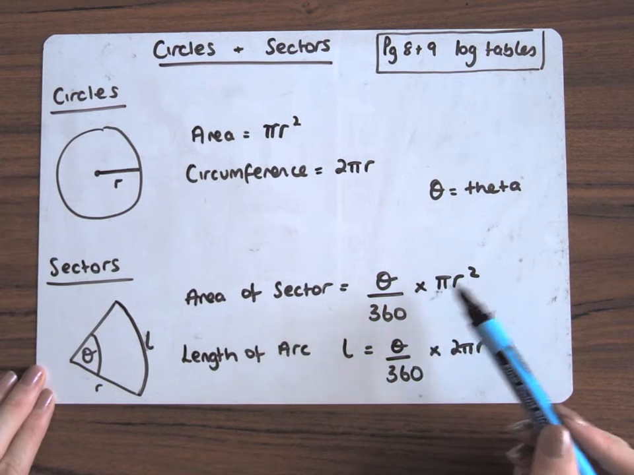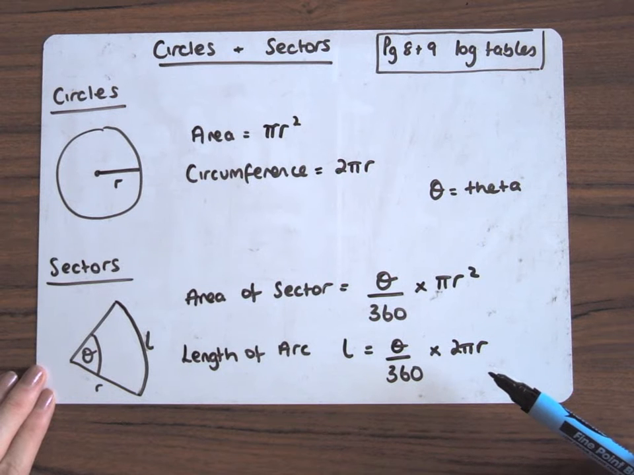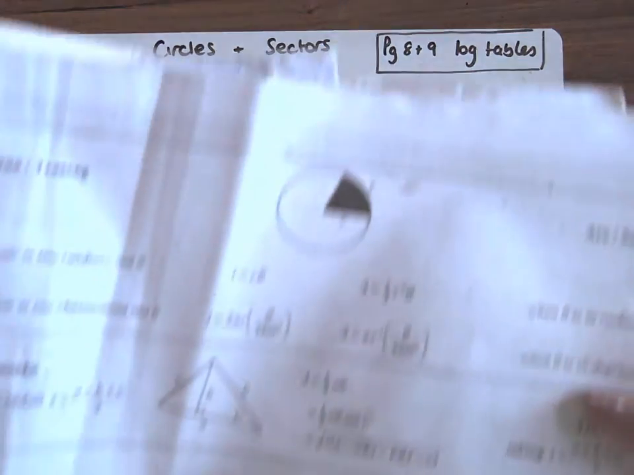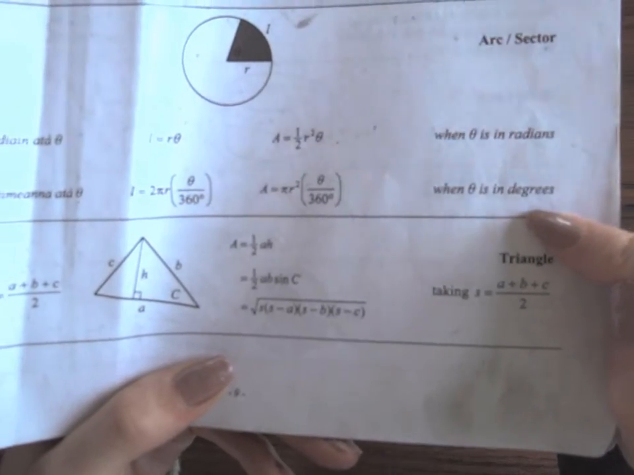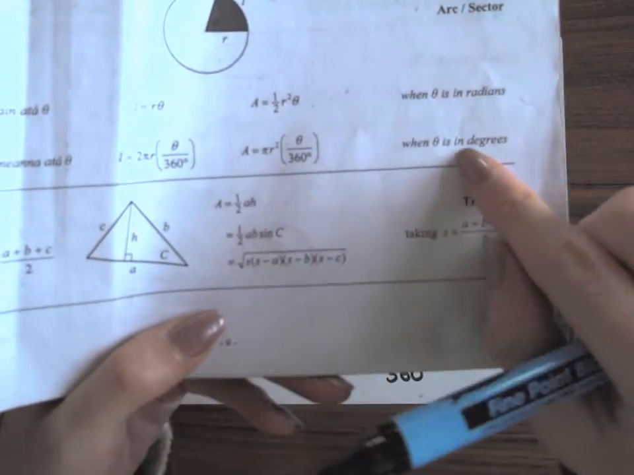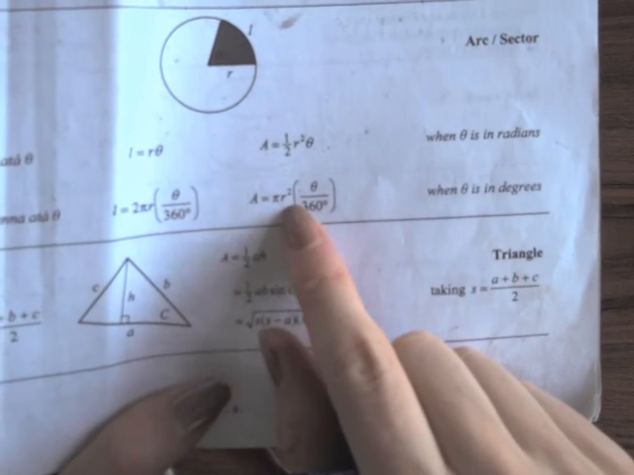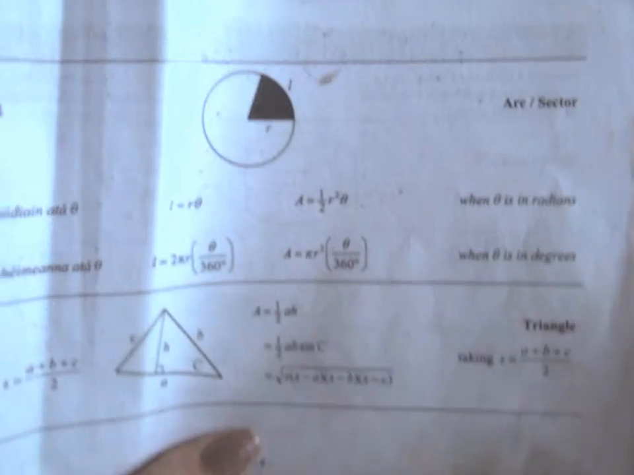Theta over 360 by pi r squared. Theta over 360 by 2 pi r. Okay? And they're both given to you in the log tables. Now, up here, we're always dealing with theta in degrees. Okay? So look, 2 pi r by theta over 360, pi r squared by theta over 360. So it's these ones. You ignore these up here.